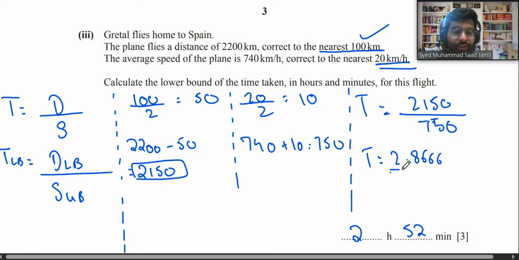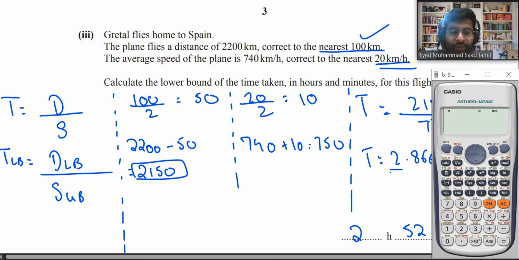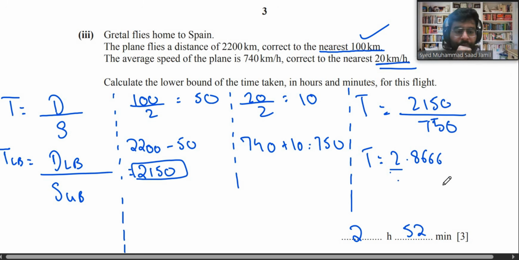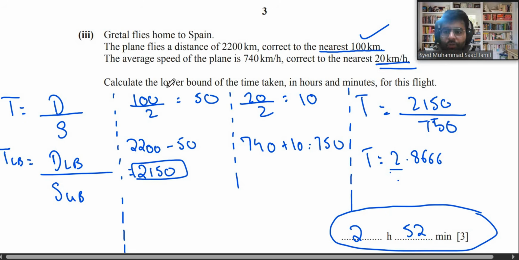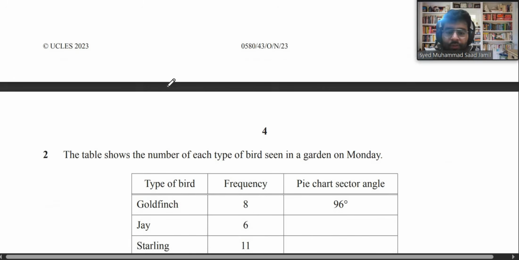We already know that 2 means 2 hours, and in order to convert it into minutes, we will do 0.866 multiplied by 60. This turns out to be 51.996, which can be rounded off to 52. But if you have a good calculator, you can use my trick. So the answer is 2 hours and 52 minutes.